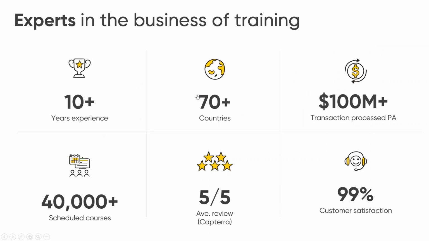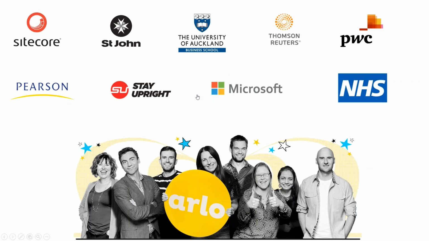So a little bit about Arlo just to kick us off. We've been in the business of making software for training providers for over 10 years. We've got customers in over 70 countries. And for them, we process over $100 million of training sales on our platform. If we were to look now, there'd be over 40,000 courses scheduled on our platform. I encourage you to have a look online. It's always good to see what customers and the general public think of a software product. You look at Capterra or G2, our customers think we're pretty good.